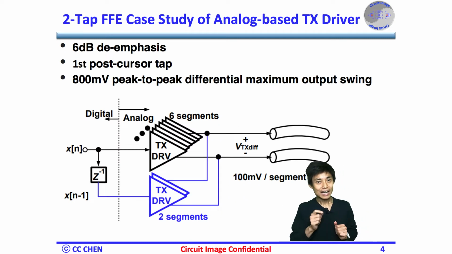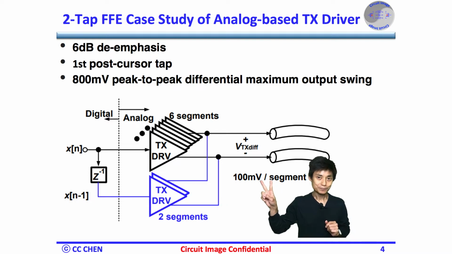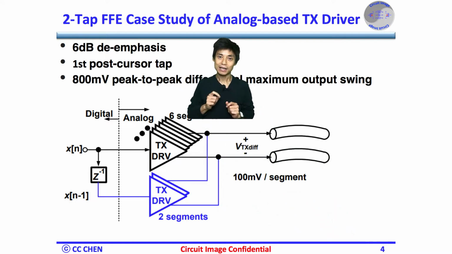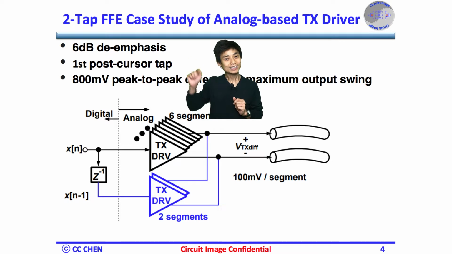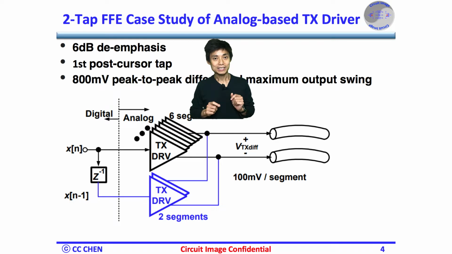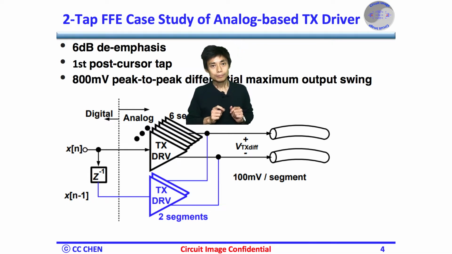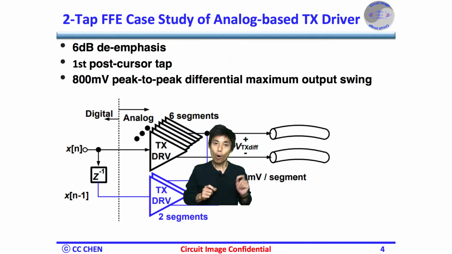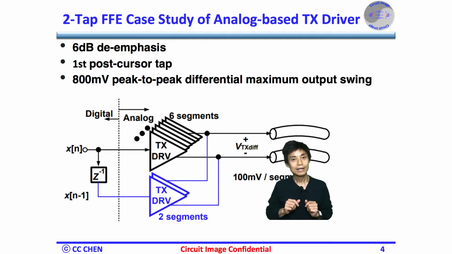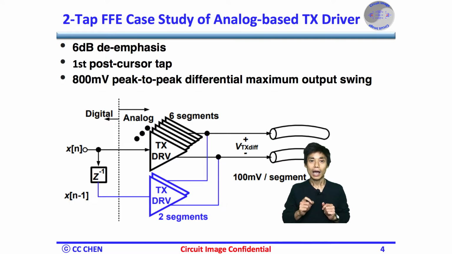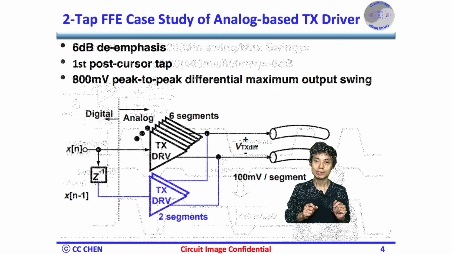Here is a case study of an analog-based TX driver with a 2-tap FFE implementation. To make the analog-based FFE clear, let's define a few things. We'd like to implement a 6 dB de-emphasis with the first post-cursor tap and an 800 mV output swing. Then we can divide the whole driver, with a maximum 800 mV, into 8 segments, such that each element has a 100 mV output swing.